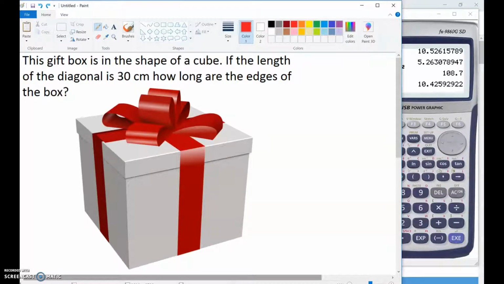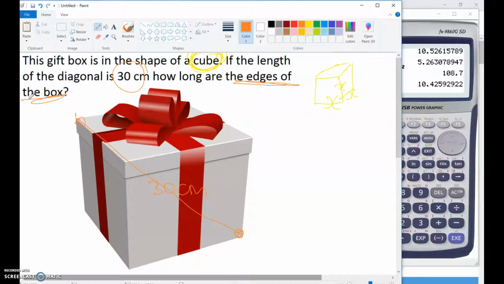Okay, the gift box is in the shape of a cube. Now that's a huge hint, the cube business, because with a cube we know that x, and that way, 3 different directions, it's going to be the same length. So I'm presuming they're saying that the length of the diagonal is 30 centimetres. How long are the edges of the box?